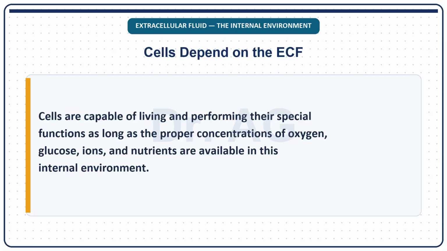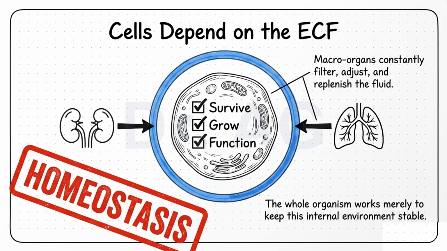Cells are capable of living and performing their special functions as long as the proper concentrations of oxygen, glucose, ions, and nutrients are available in this internal environment. Finally, cells survive, grow, and function only as long as the extracellular fluid has the right conditions. The kidneys, the lungs, and other organs constantly adjust it. Keeping this internal environment stable is called homeostasis.